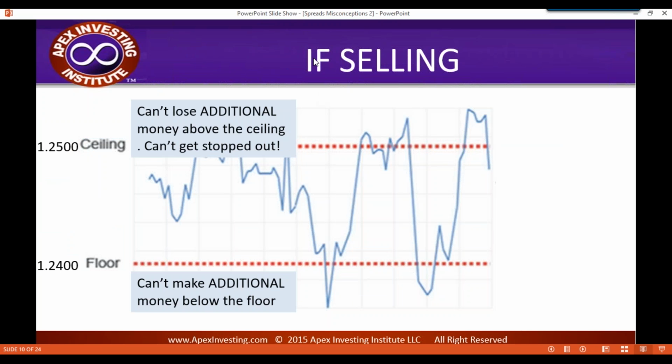So let's just look at an example if we're selling. Our strategy, our system, our charts, our indicators, whatever we're using, are telling us that the market's going down.